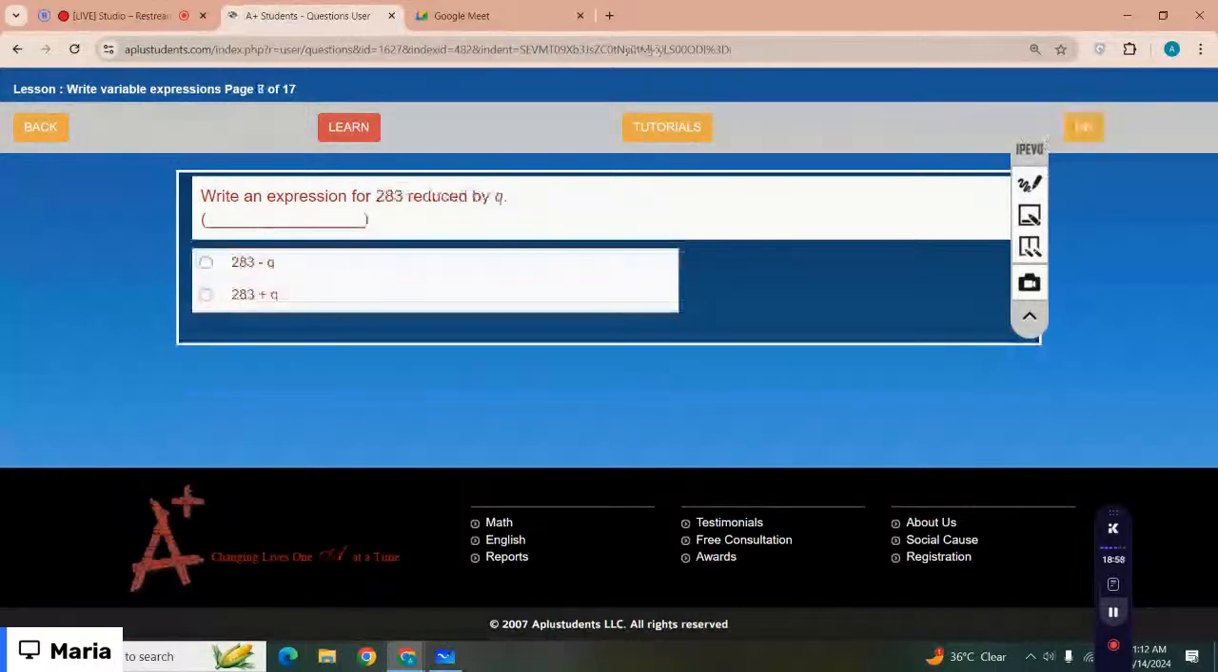The next one is write an expression for 283 reduced by q. Reduced means you need to subtract. That is option number one. 283 minus q. Option number one is the correct option. Very good. You can complete the lesson by yourself later today. Let me just do the next one.